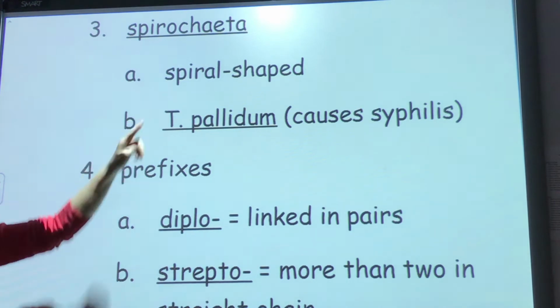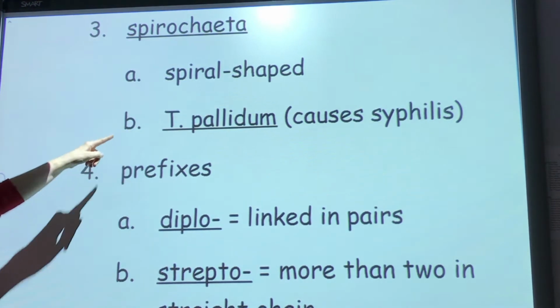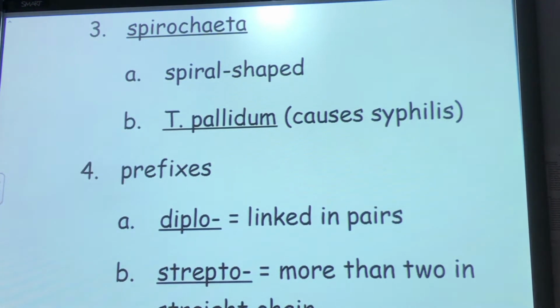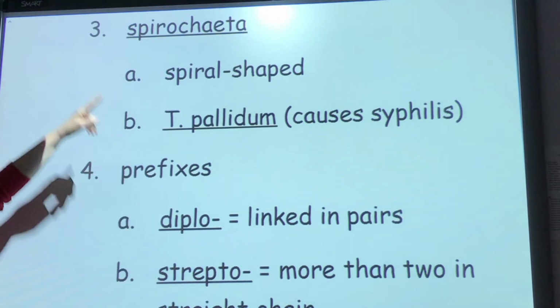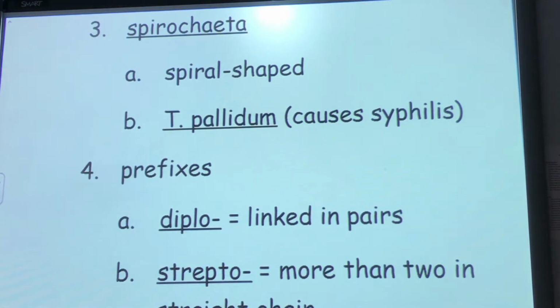T. pallidum is a bacteria that causes a sexually transmitted disease called syphilis, and that is a spirochete bacteria, spiral-shaped bacteria. All right, we also use prefixes to describe bacteria. We just add these prefixes to these other things that we just talked about.